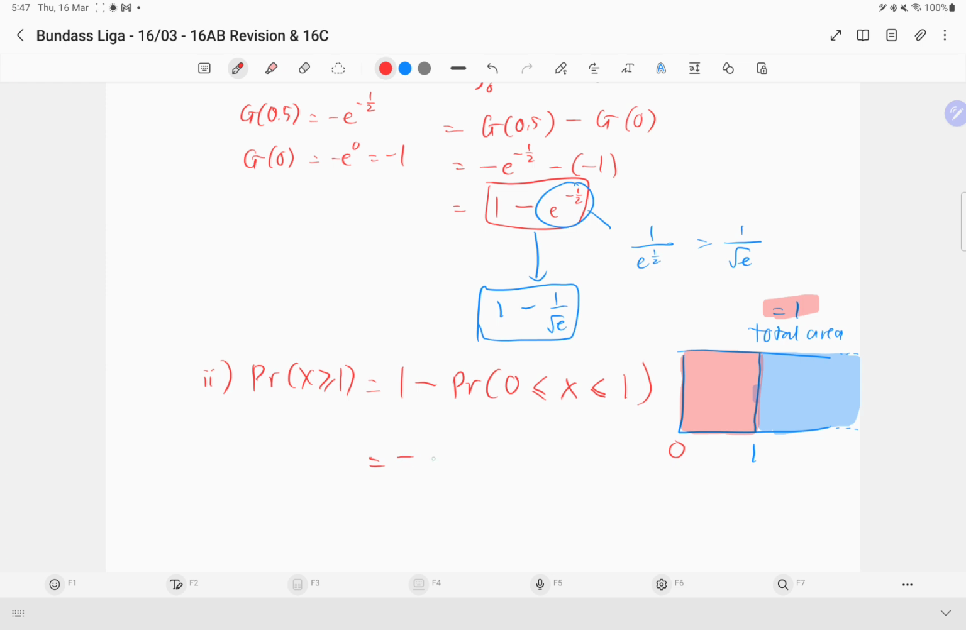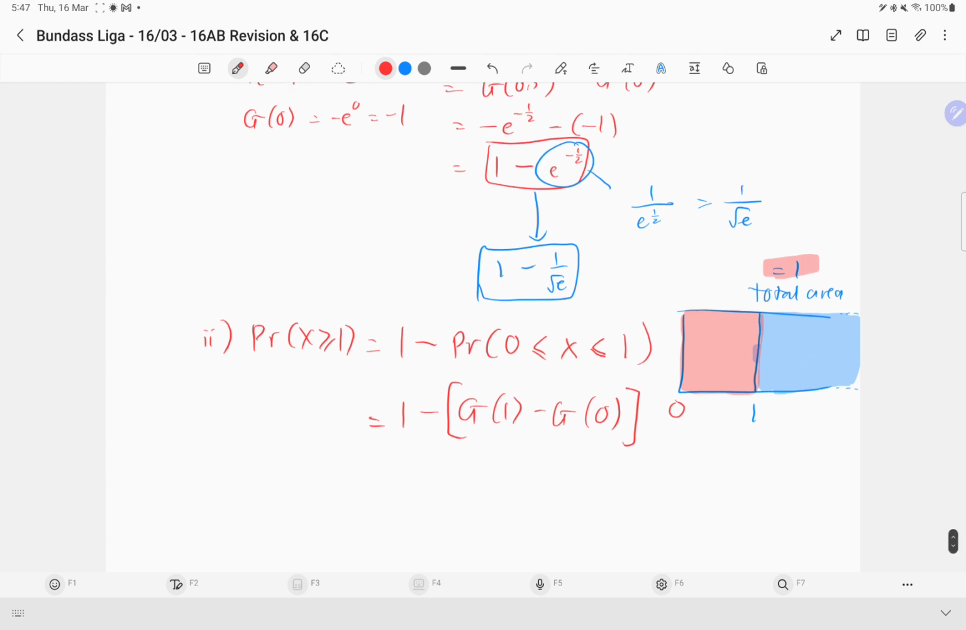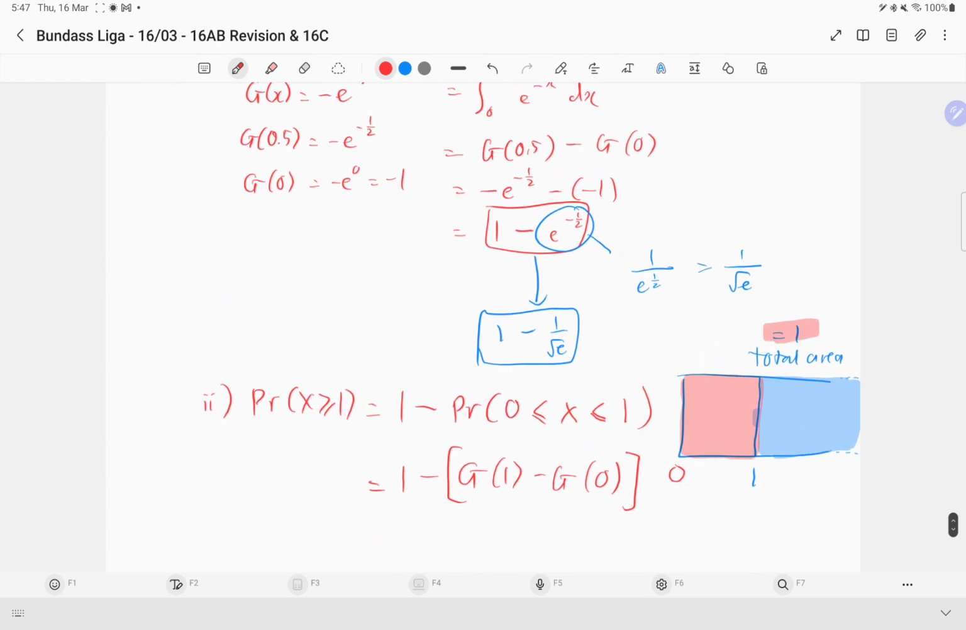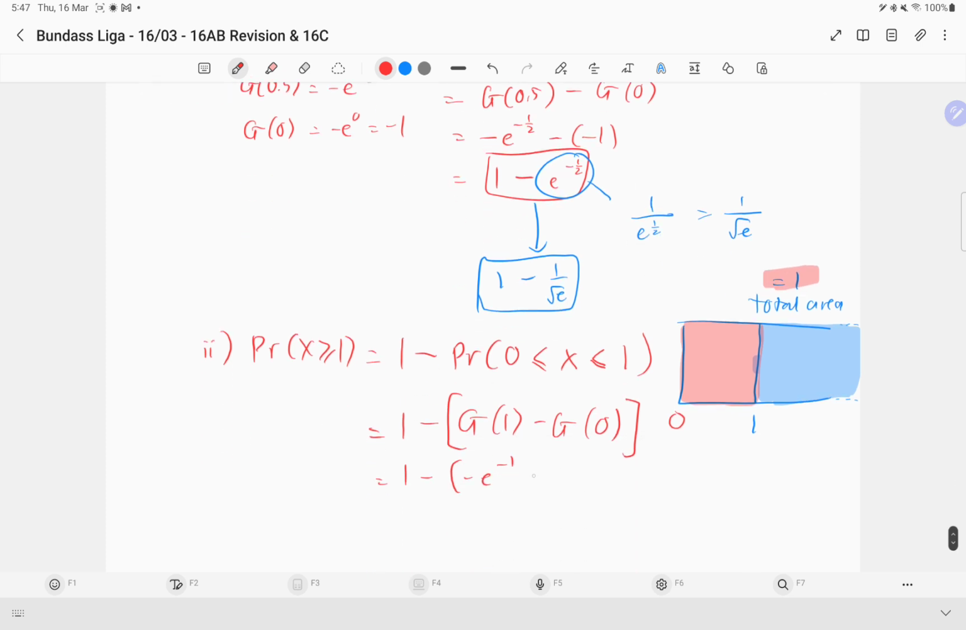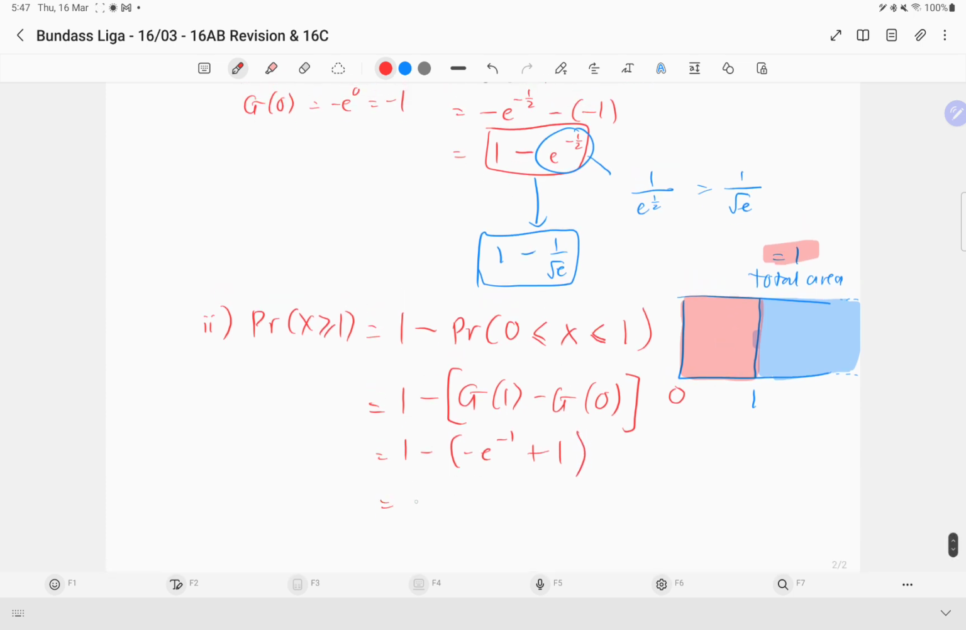So that's 1 minus big G of 1 minus big G of 0. Note that you make sure you put that into a bracket. Okay, so big G of 1, sub 1 into big G, that would just be negative e to the power minus 1. And then G of 0, we did that before, that's just negative 1, so plus 1. So that would be 1 plus e to the power minus 1, and then minus 1, which is e to the power minus 1, or 1 over e. Okay, so that's the probability of x is more than or equals to 1.